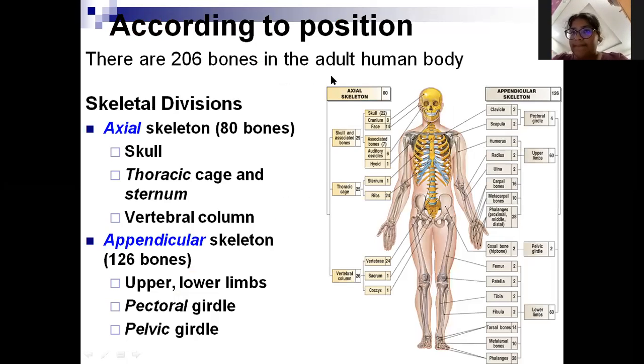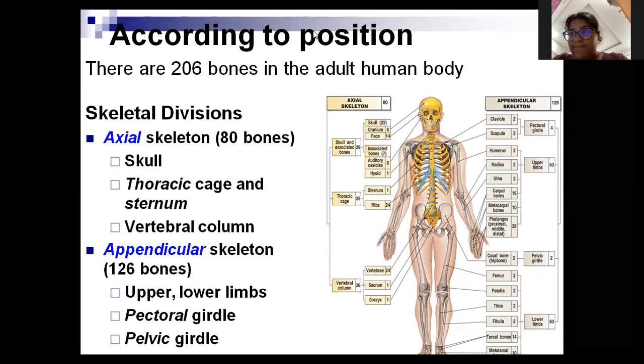As you said just now, we have 206 bones. Now we are classifying them into axial and appendicular. The axial skeleton, which is found in the midline, has around 80 bones. It has the skull, thoracic cage, sternum in the midline, and vertebral column. This is the appendicular skeleton. These are appendages, upper limb and lower limb. This is the pelvic girdle, and with the scapula, clavicle, and humerus, we call it the pectoral girdle.